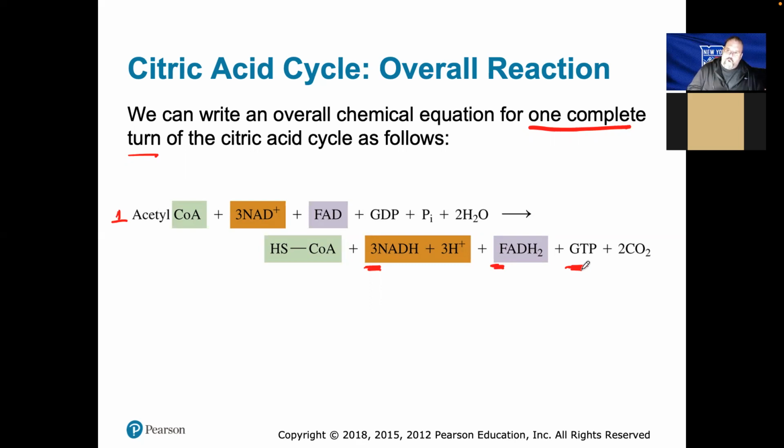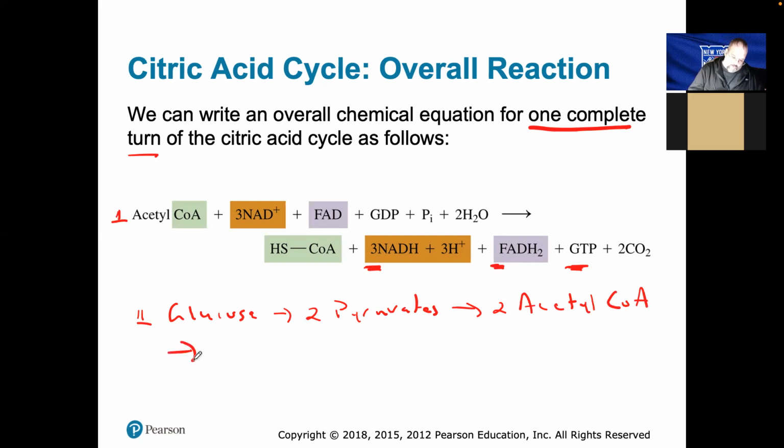But remember, 1 glucose gives 2 pyruvates, which give 2 molecules of acetyl coenzyme A. So in total, 6 NADH, 2 FADH2, and 2 GTP. Keep that up. This is the important part, from my perspective.